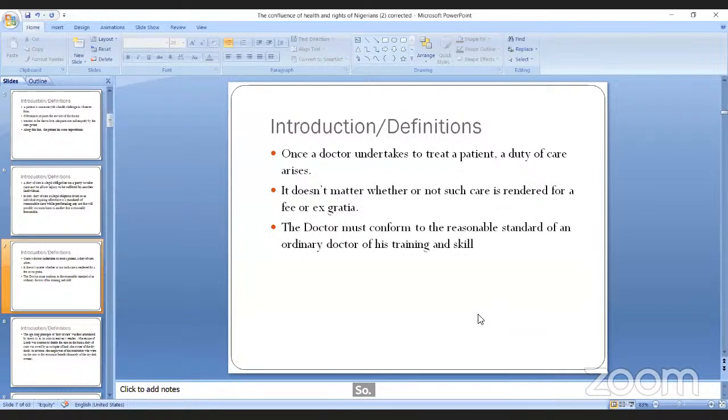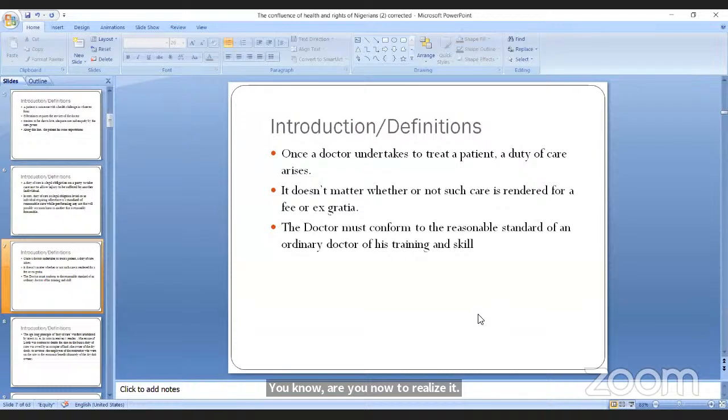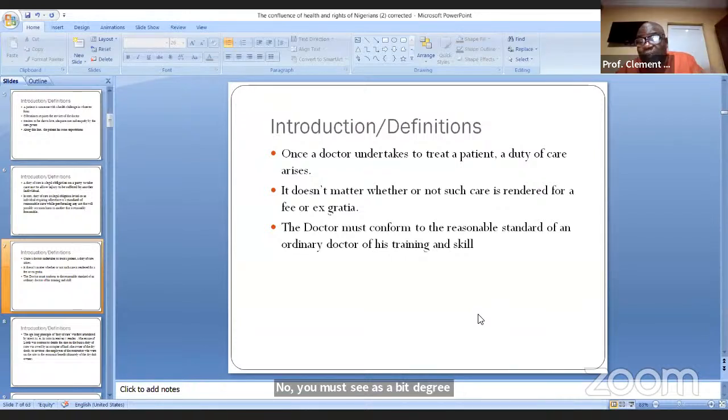Thank you. Once a doctor undertakes to treat a patient, a duty of care has arisen. The way I've tried to explain what duty of care is: it doesn't matter whether you are collecting money for that treatment or it's free. Duty of care is established. So as young doctors, when you start practicing, don't say that because you are treating your cousin or your relations, it is free of charge, and you now trivialize it. No, you must exhibit the degree of care you would have exhibited if the patient had paid you.